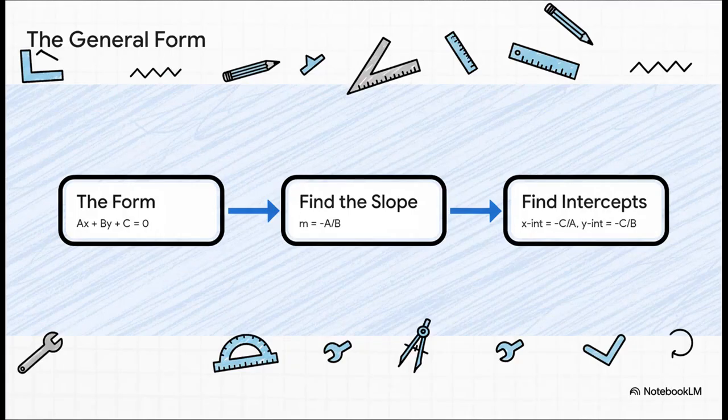This is the general form, and its real power isn't in how it looks, but in what it can do. You can take any of the other equations we've talked about and, with a little algebra, rearrange it into this format. It's like the universal translator for lines. Once a line is in this form, you can instantly extract its deepest secrets from those numbers a, b, and c. As you can see, the slope is always just negative a over b, and the intercepts are just a quick calculation away. This is the bedrock that connects everything else.